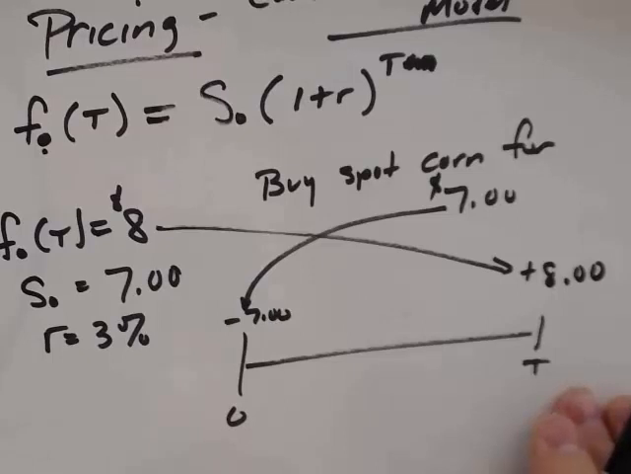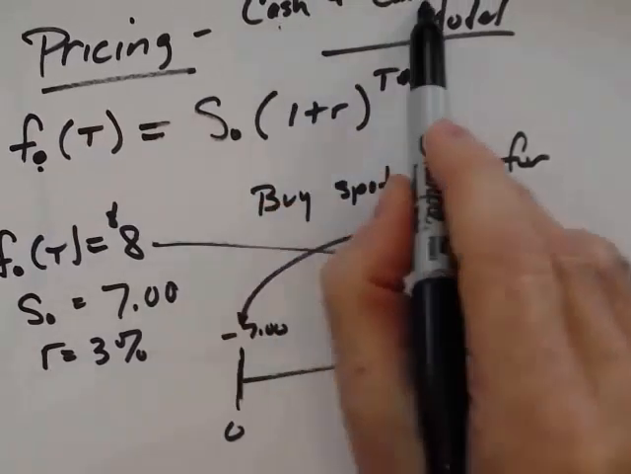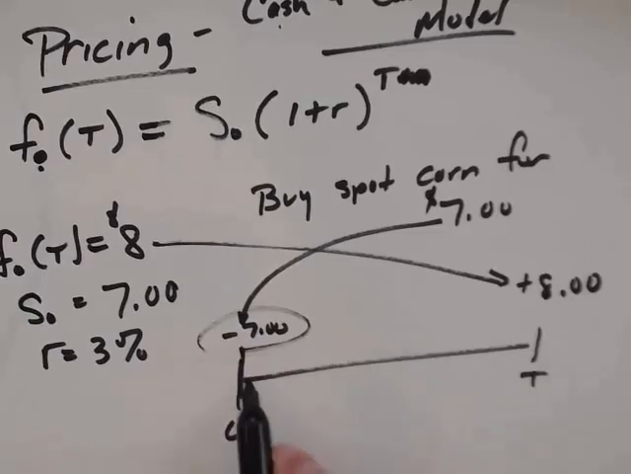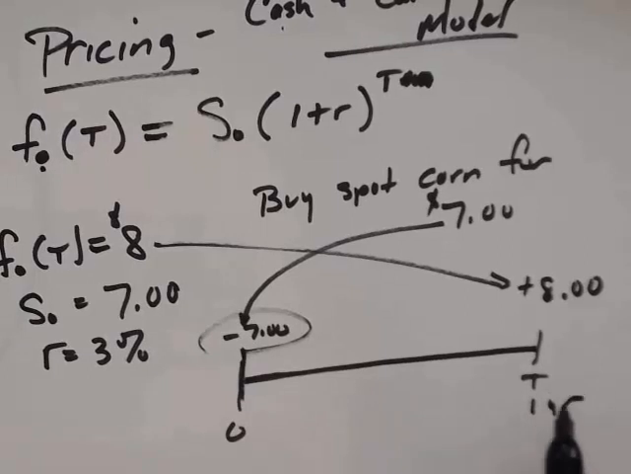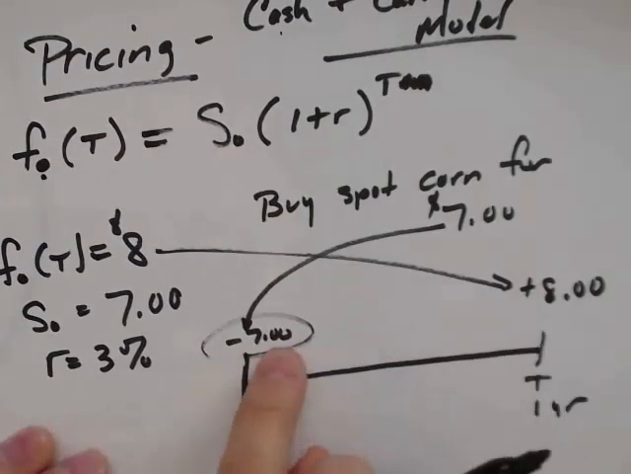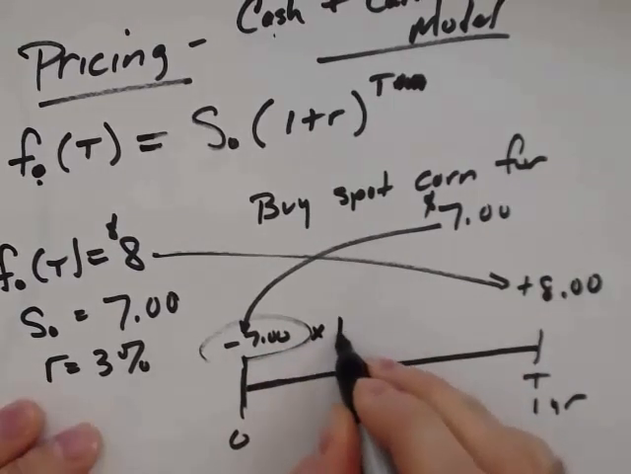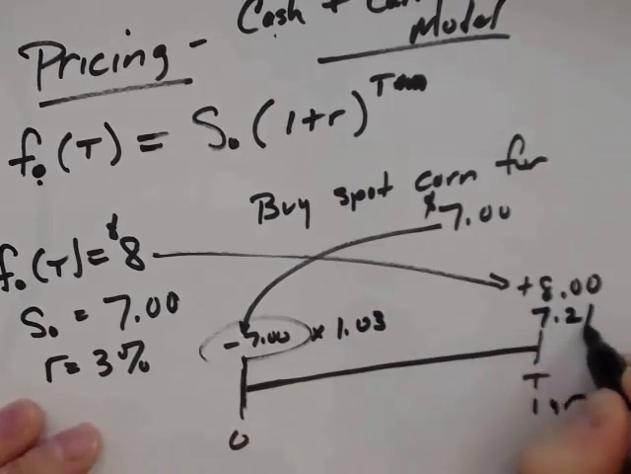But wait, if I buy the corn now, I have to carry that corn, and that's where the cash and carry comes in. I'm paying cash in the spot market, and I'm going to carry it the entire year. So this is 1 year. That's going to cost me because my $7 is tied up at an interest rate of 3%. So my total cost at the end of 1 year is $7.21.